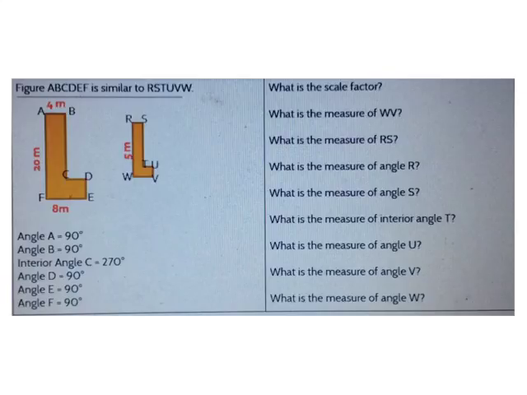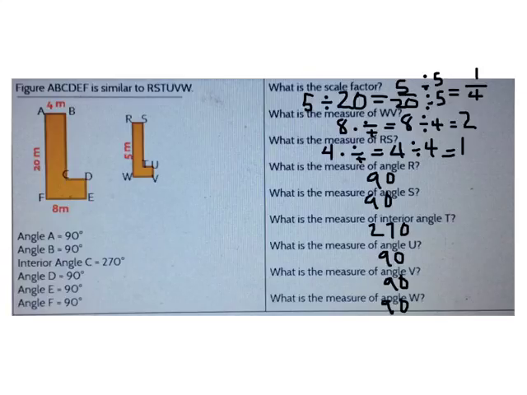Now try another. Find the scale factor, and then answer the remaining questions. The scale factor is 1/4. WV is 2. RS is 1. Angle R is 90. Angle S is 90. Interior angle T is 270. Angle U is 90. Angle V is 90. And angle W is 90.